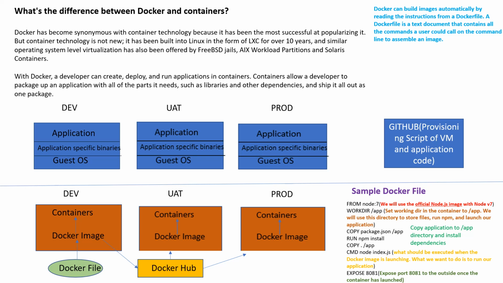Let me give a very brief explanation here. With Docker, a developer can create, deploy, and run applications in containers. A developer can package up an application with all the parts, libraries, and dependencies, and ship it all out as one package across different environments and different platforms. You can see this here. It is very simple. Docker can build images automatically by reading the instructions in a Dockerfile.